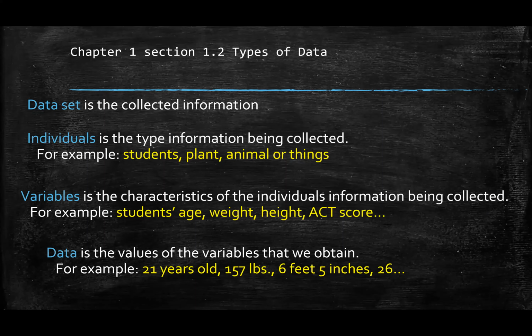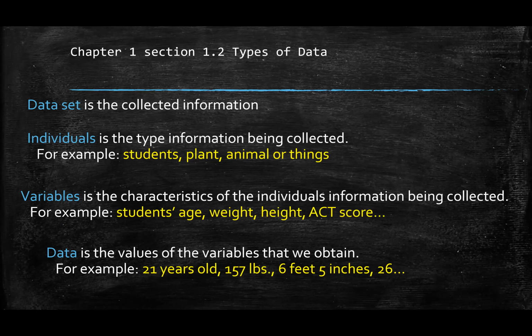In this case, 21 years old is my data. As you can see, the individual is each student, the age is your variable, and 21 is the data. So it's basically like a breakdown tree or a Venn diagram. In the center, your data is the number that describes the variable. The variable is your individual item, and then the individual belongs to the data set. The data set contains everything that you want to collect.